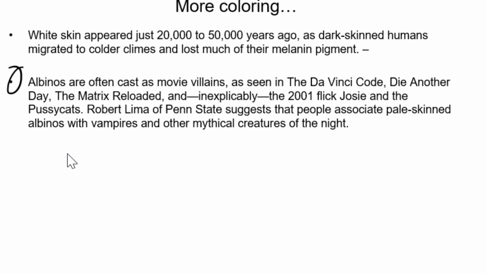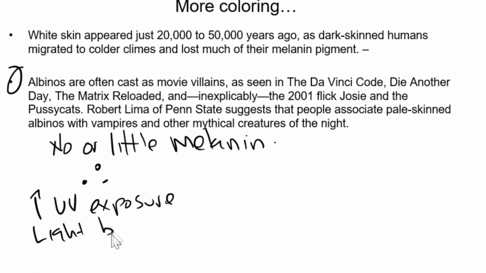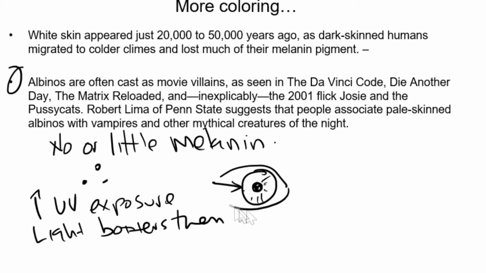People that have albinism have no or little melanin. Therefore, increased UV exposure, and light bothers them, because even around the iris, here's the pupil, this area through here will have no pigment. There's your eye, right? You'll have no pigment there, and that'll be either a light blue or maybe even a pinkish color, so all the light will really bother them.